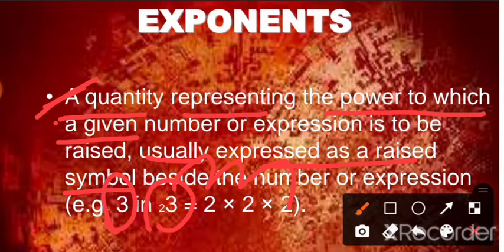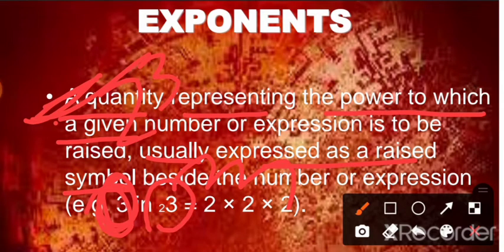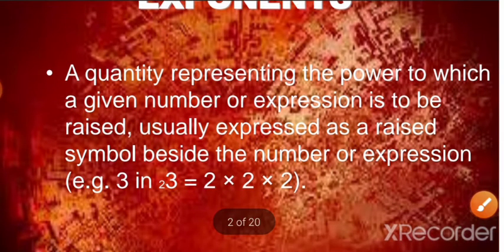This definition is a quantity representing the power to which a given number or expression is to be raised, usually expressed as a raised symbol beside the number or expression. This power 3 is the symbol. It means 2 to the power 3 is represented by the exponent. So this is the definition of exponent, and you can easily say these are the exponent points.